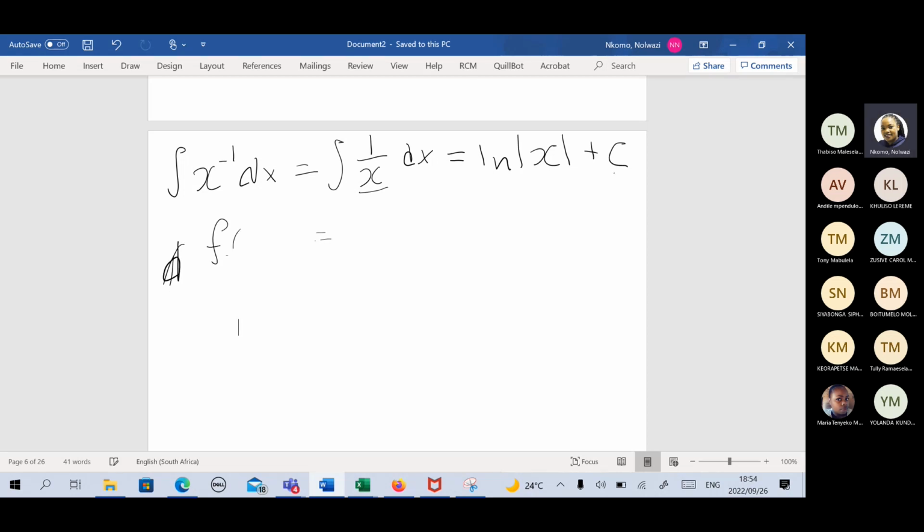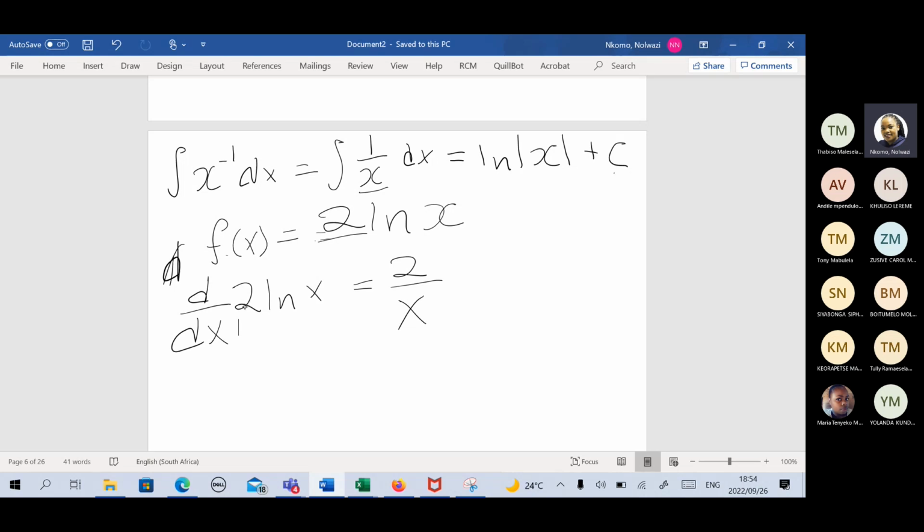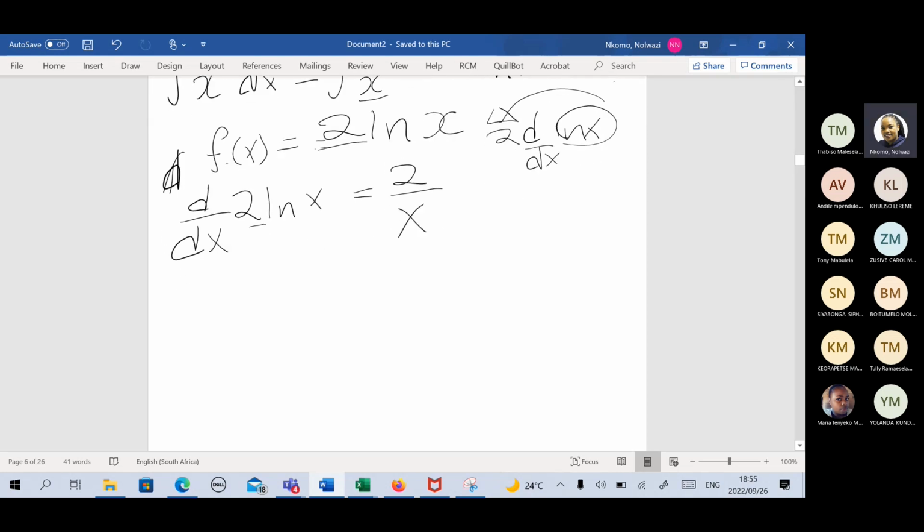Okay. Let's say now our f at x, for example, was 2 ln x. Now, if we differentiate this, d over dx of 2 ln x, you'll have 2 over x, because you can take out the constant, and you'll have 2 times the derivative of ln x. And we know that the derivative of ln x is 1 over x. Then we have 1 over x times these 2, right? Again, an example like this.